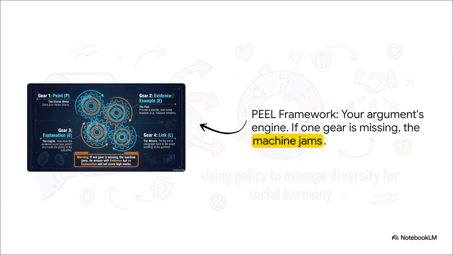Think of it like an engine with 4 gears that have to work together. Your point is the starter motor. It gets things going. Your evidence is the fuel. The explanation is the engine itself, connecting the two. And the link? Those are the wheels, tying everything back to the main question. And that warning is serious. If even one of those gears is missing, the whole machine just jams, and your argument goes absolutely nowhere.